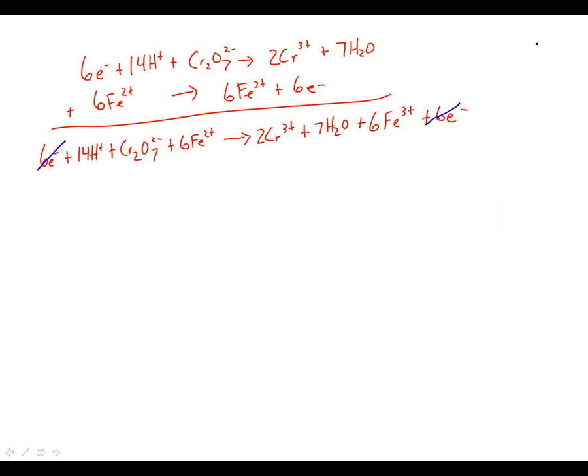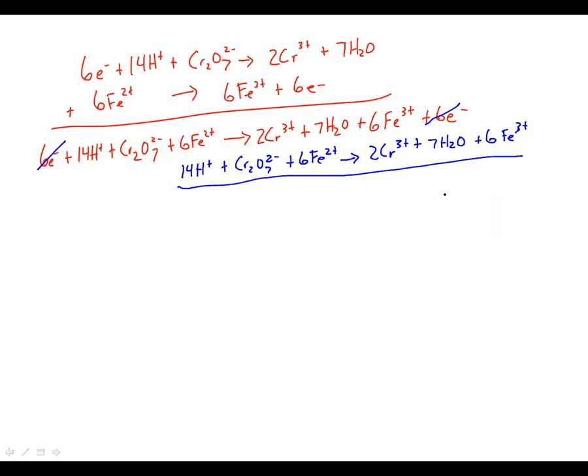So we again will be left with 14 H pluses plus Cr2O7 2 minus plus 6 of the iron 2 plus. We'll go to the other side where we would have Cr 3 plus, our 7 waters, plus 6 irons with a +3 charge. Now, if I did not screw up or anything, it's a 50-50 shot at that, I think. This should be our balanced equation.